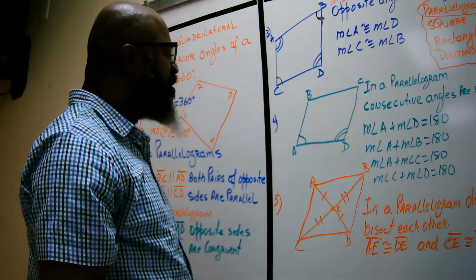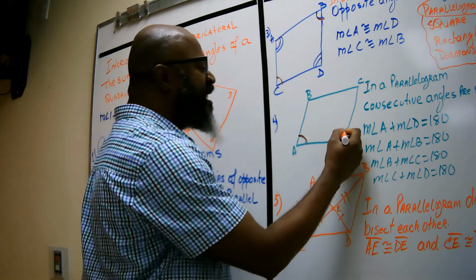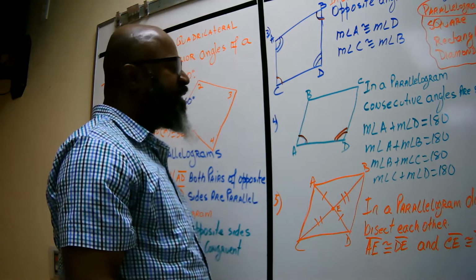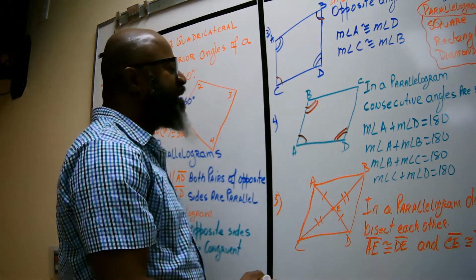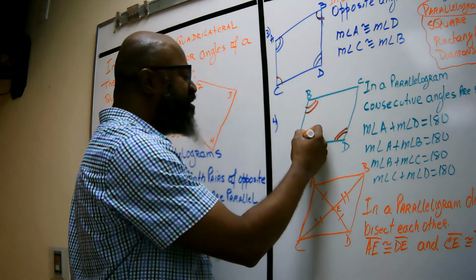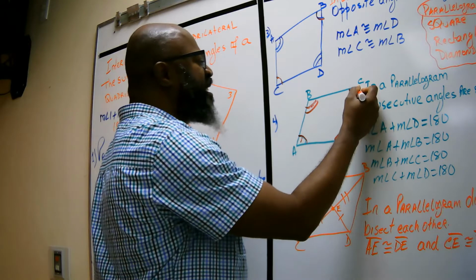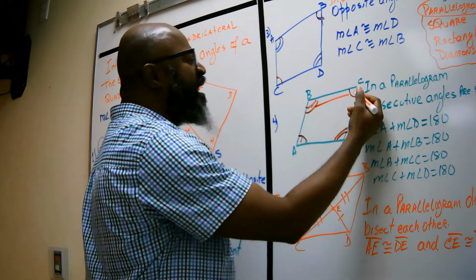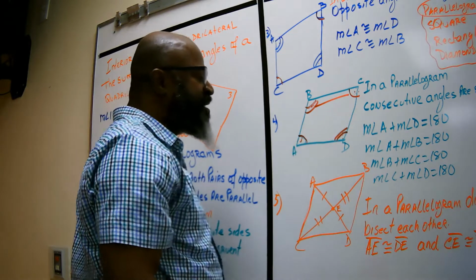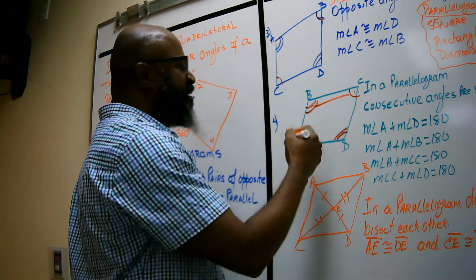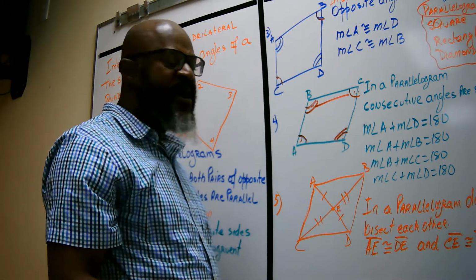Another property of a parallelogram concerns consecutive angles. Angle A plus angle D will be supplementary, or angle A plus angle B will be supplementary, consecutive, one angle after the other. Angle B plus angle C will be supplementary, not congruent. Angle C plus angle D will be supplementary, and angle D plus angle A will be supplementary. Those are consecutive, so they will add up to 180. Consecutive angles are supplementary in a parallelogram.